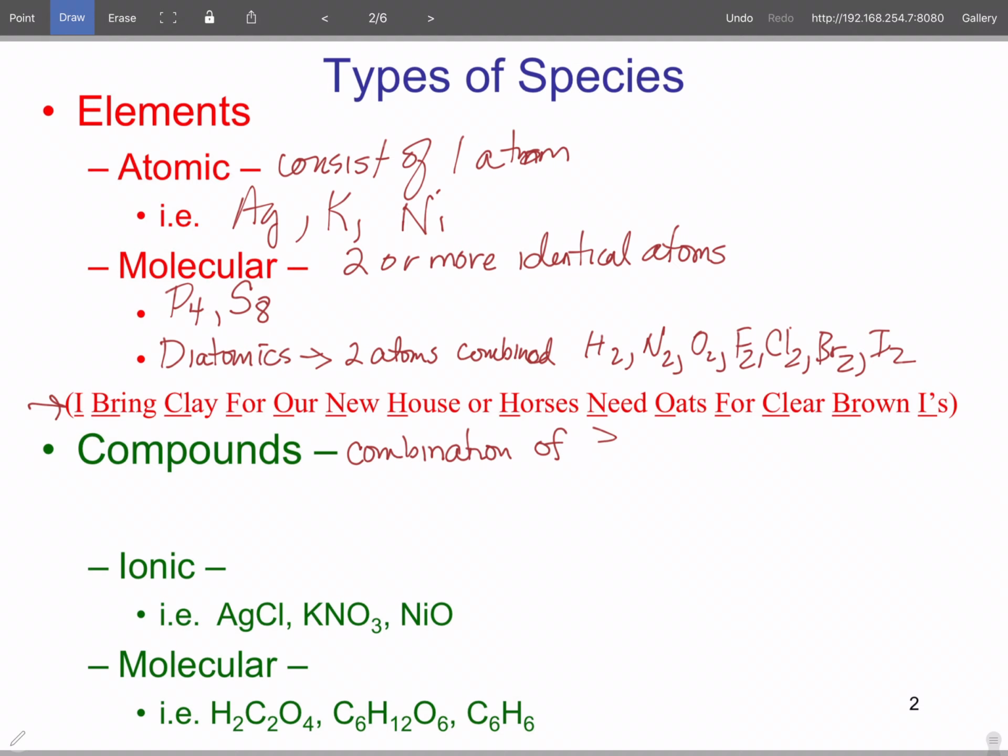Okay? Compounds, remember, are a combination of two or more different atoms. Different kinds of atoms.